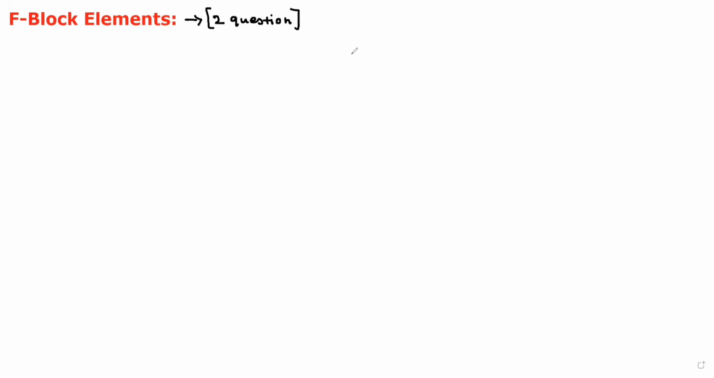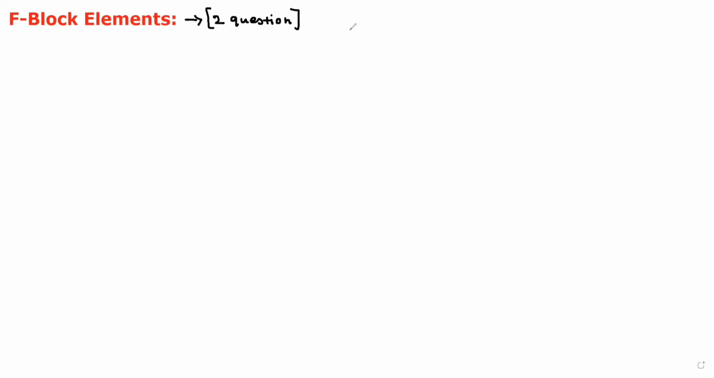In the class, what is an f-block element? How to write the electronic configuration, which oxidation state is more stable, and the color of the complex. If you have f1, f2, f3, what is the color of the f1 element, f2 element, f3 element? That type of concept we are going to discuss today. First, let's start with the f-block element.